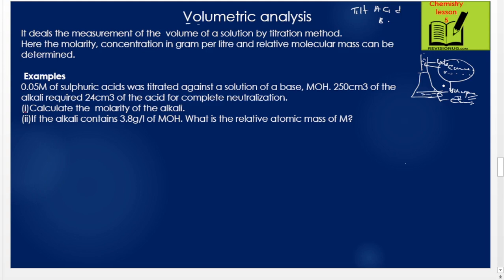Let us get started with our first example. The first example says 0.05 molar, and we remember from the previous lessons that the moment you see this M, it stands for molarity. So this one is the sulfuric acid and its concentration is known. It was titrated against a solution of a base, and the base was MOH. Then 250 cubic centimeters of the alkali.